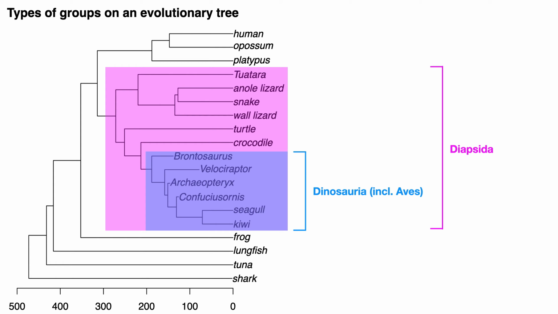So the larger group isn't Reptilia. The larger group is Diapsida, which has to do with cranial architecture that's going to unite all of the terminal taxa in this boxed off area.